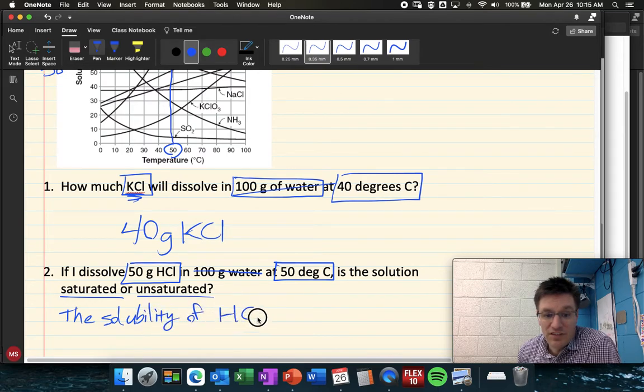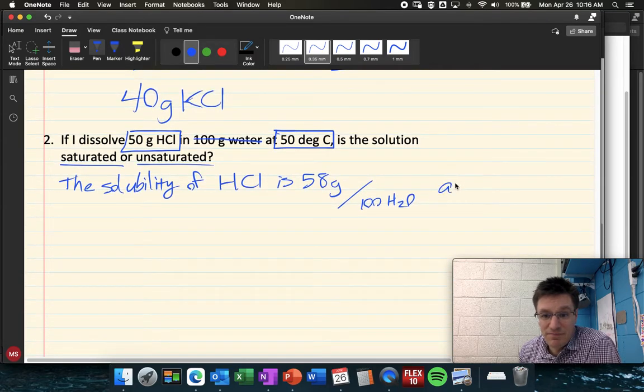We're going to use our fancy new vocab words. 58 grams per 100 grams water at 50 degrees. So, could we dissolve 50 grams of HCl in that water? Yeah, we could. We could dissolve even more than that. We could go all the way up to 58.